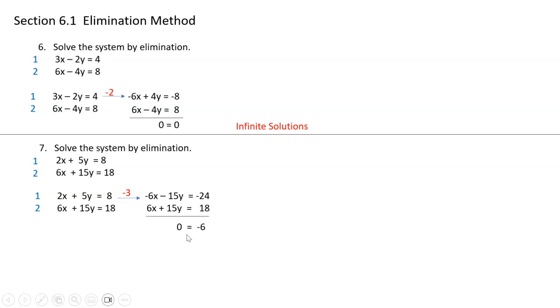But in this case, if you have 0 equals -6, it's not true. That means there's no solution, which means the lines will never intersect. It means the lines are parallel. So for this answer, it is no solution.